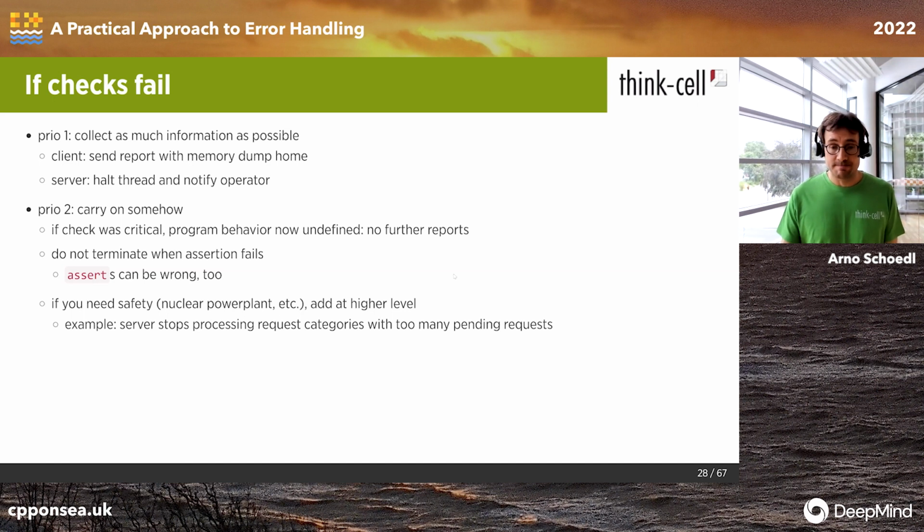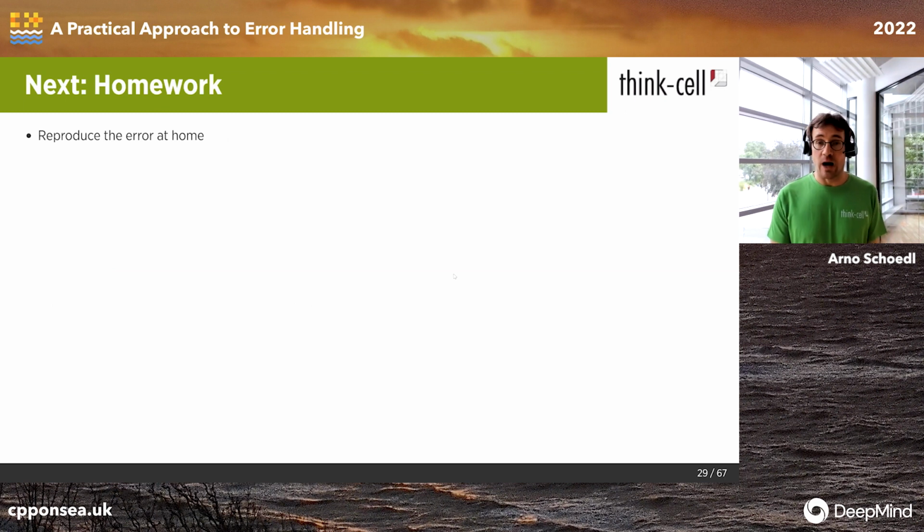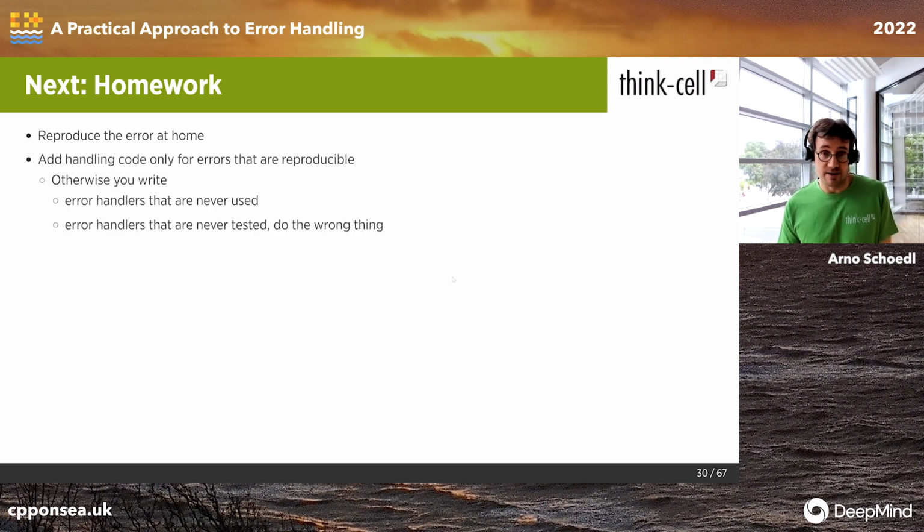So once you did that, the thing is, how do we proceed? What do we do now with our failed API calls or failed assertions? What we need to do is, first of all, we need to reproduce the error at home. So we need to sit down and take the information that we gathered and see whether we can reproduce the error, whether we really understand the error. Because you only want to add handling code for errors that you reproduced and that you actually understand.